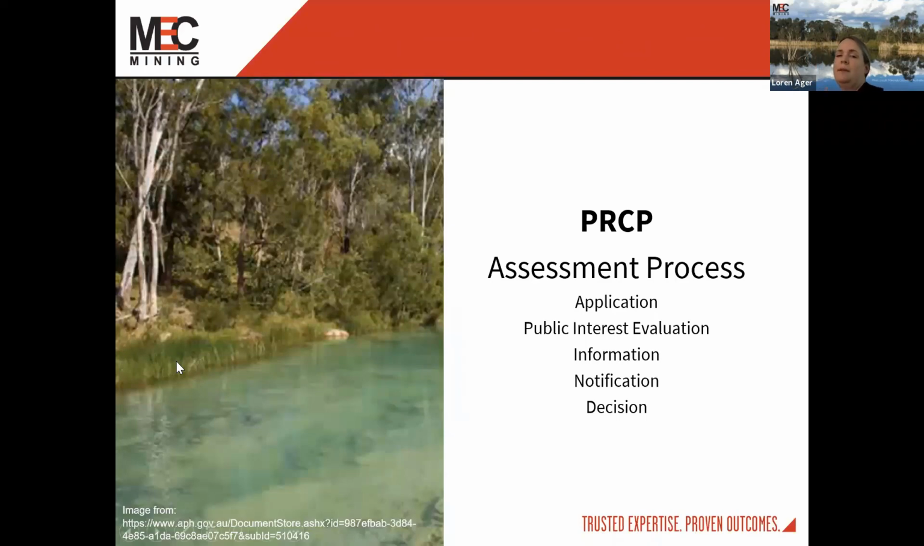So the next section is talking about the assessment process for PRCPs. Under this, we have application, public interest evaluation, information, notification, and decision. This section is directly for new EAs and new PRCP applications. So this is not to do with the transition period for companies who already hold existing EAs. Under that, as we discussed previously, there are a number of things that no longer apply because agreement has already been made under those existing EAs. However, some things do still apply and are still required. One of the big things is the public interest evaluation, which we'll talk about in a second.